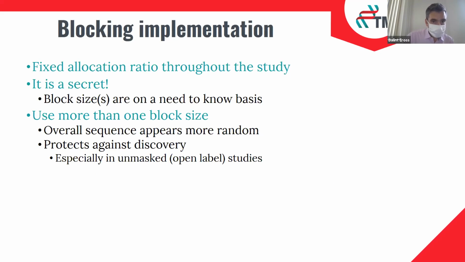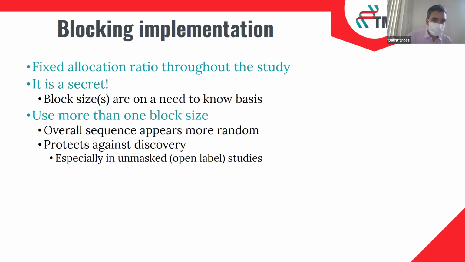You cannot change the allocation ratio later in the study. You have to decide on a treatment allocation ratio before you start your study. The blocking is a secret. You don't know what is happening in the background, so you don't know the actual blocks. It's only the computer, the random sequence generator, as we call it. The random sequence generator is the only place where you could discover the blocking. Of course, you can know it if you have to break the code.